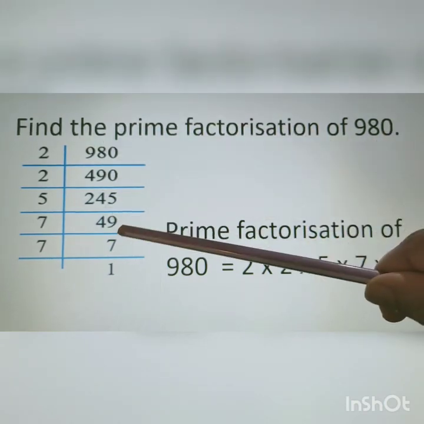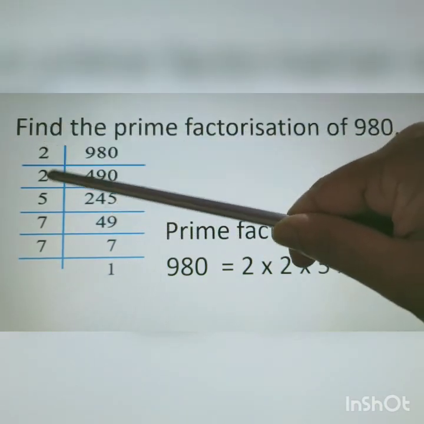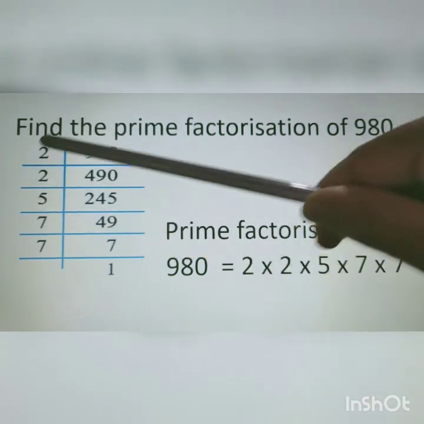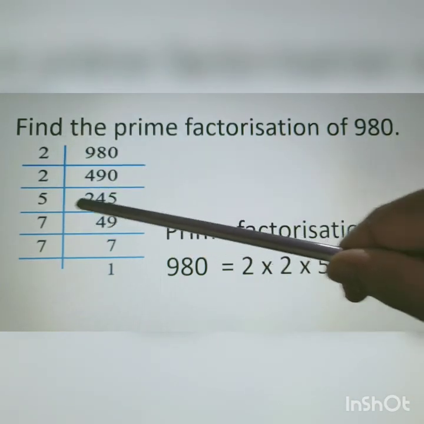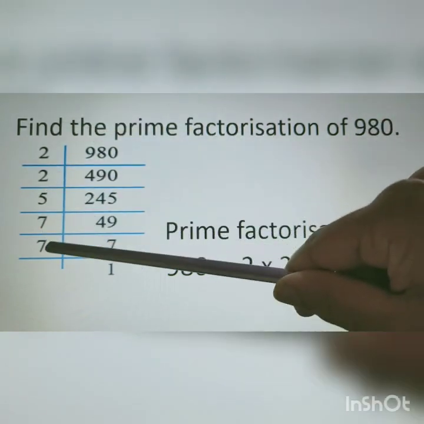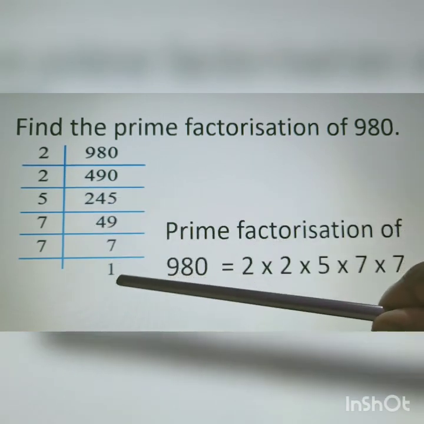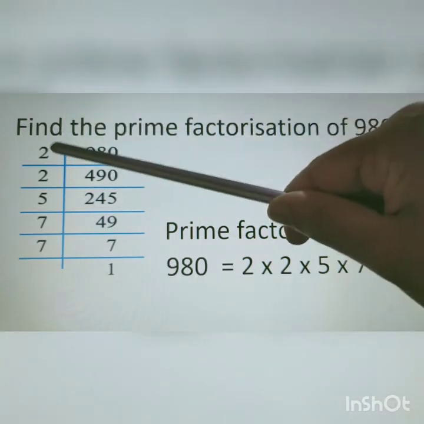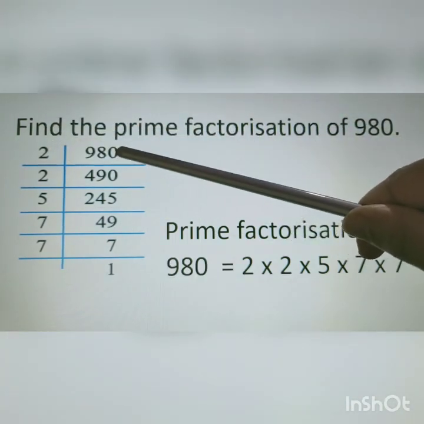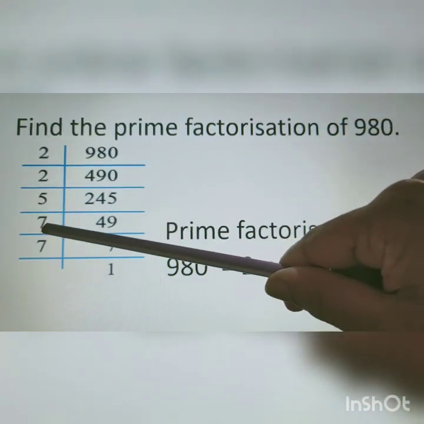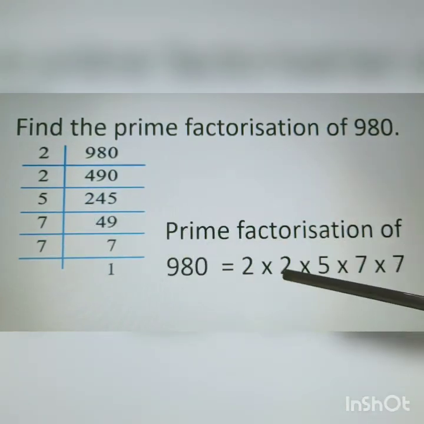And 49 is not divisible by 2, 3 or 5. So next prime number after 5 is 7. So we will divide 49 by 7, and we will get quotient 7. And 7 is divisible by 7, and we will get quotient 1. And 1 is not divisible by any prime number. So the prime factorization of 980 is equal to 2 into 2 into 5 into 7 into 7.